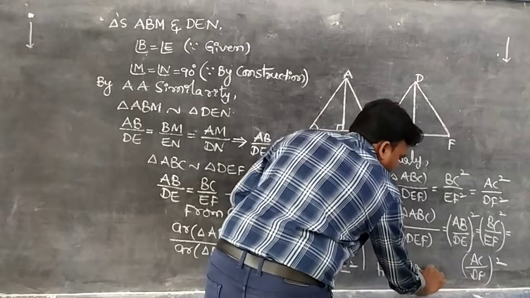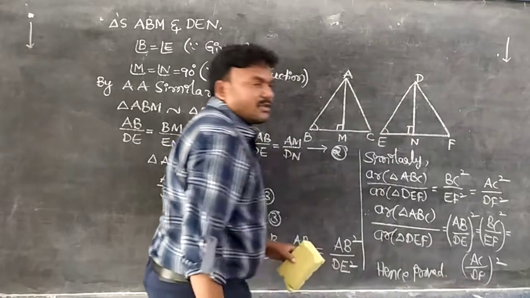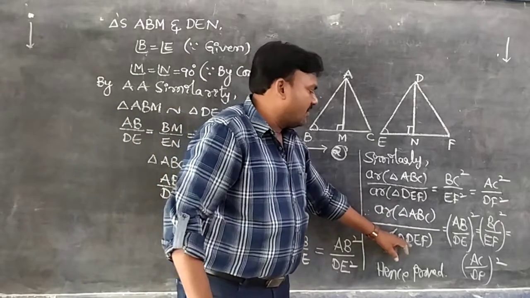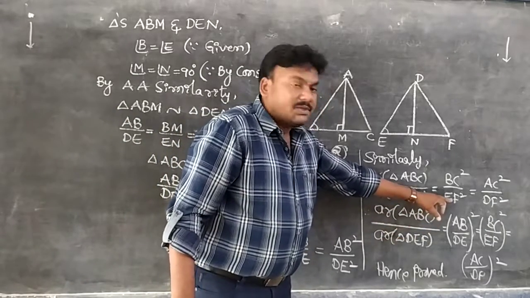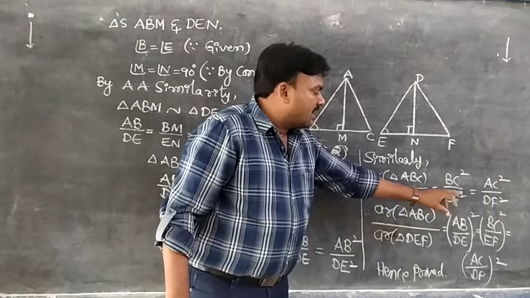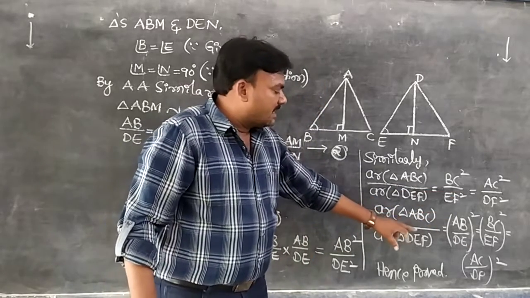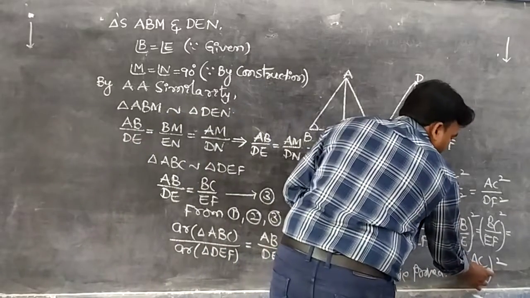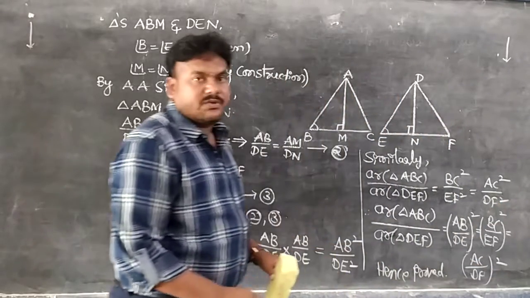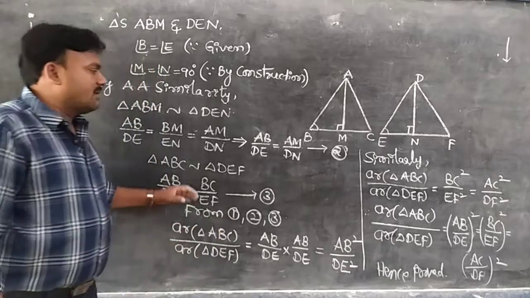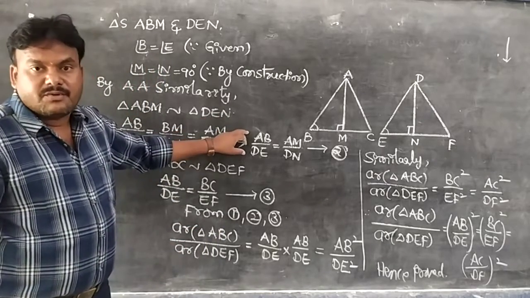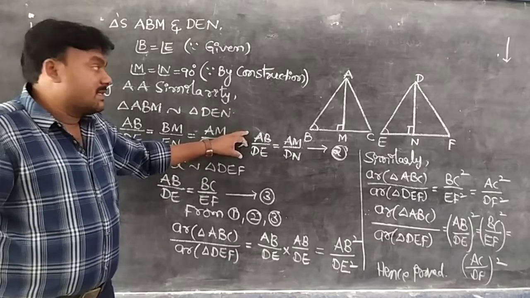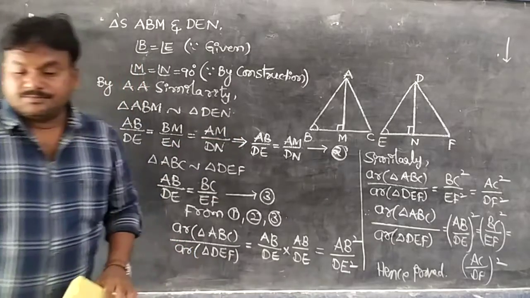Simply, hence proved. This is the way of approach, students. Therefore, area of triangle ABC by area of triangle DEF equals AB by DE whole square equals BC by EF whole square equals AC by DF whole square. This is a very, very important theorem. Practice carefully, learn carefully, keep it in your mind, memorize it always.